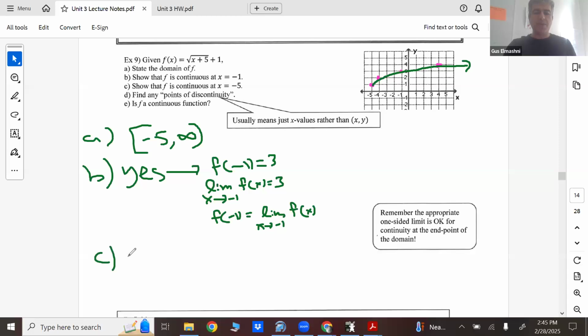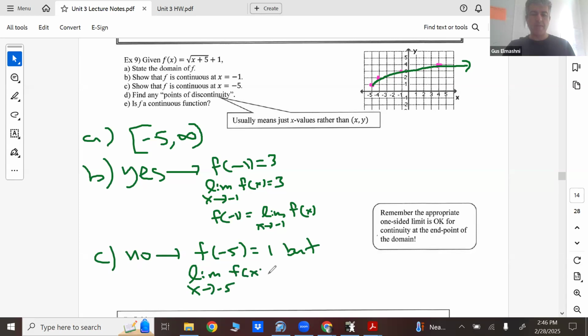So for C, we'll say yes again. Sorry, no, that's a no. Take it back, it's a no. You have to show your work more than that, or can you just say that? That's good enough. So f(-5) equals 1, but the limit as x approaches -5 does not exist. Yeah, that's the reason why.